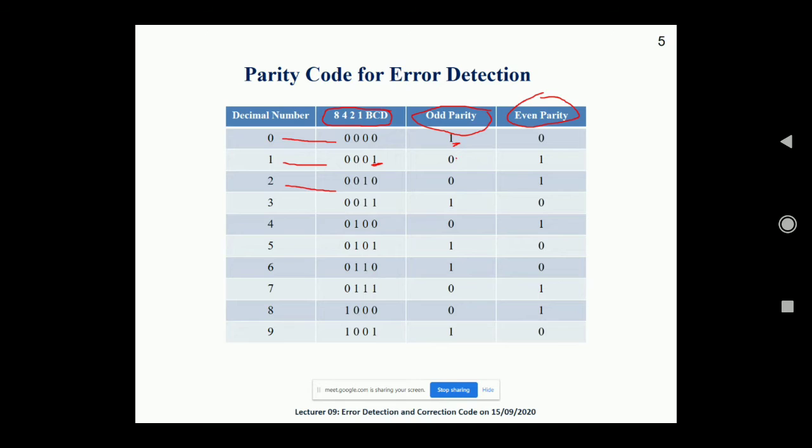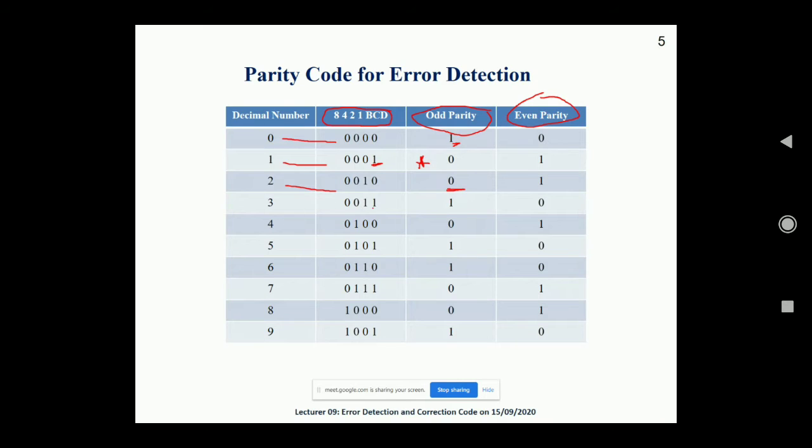So if instead of 0 I write 1 here, then how many ones are generated? Two, and two is even parity. But we are considering odd parity, so we cannot use 1 here. So this one is 0 because an odd number of ones has already occurred. Here also, only one 1 is there, which is already odd, so here we use 0.